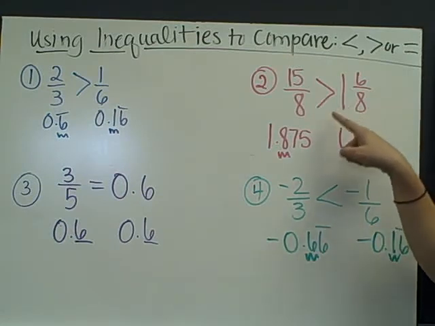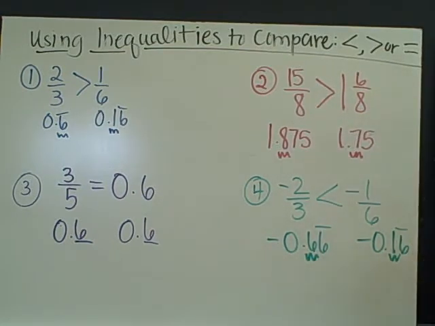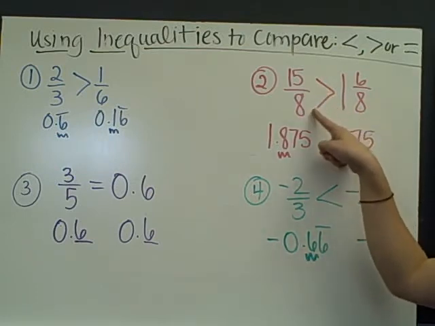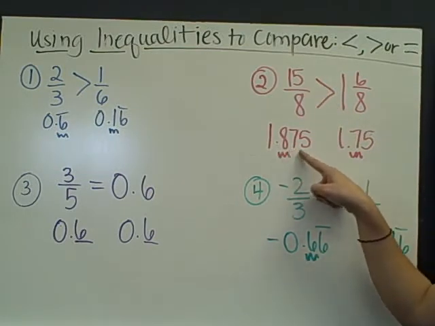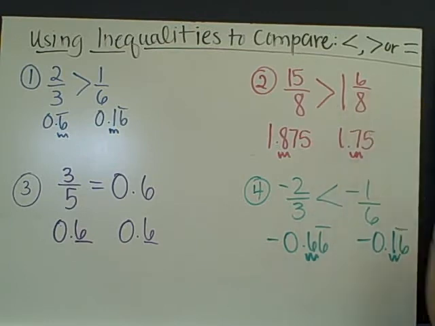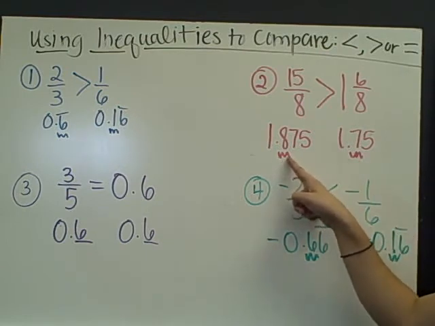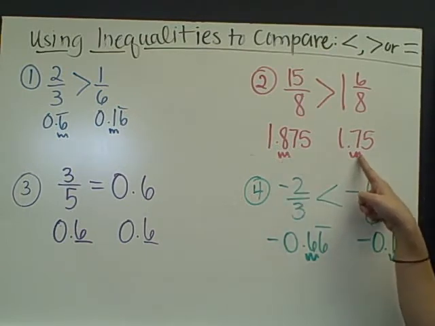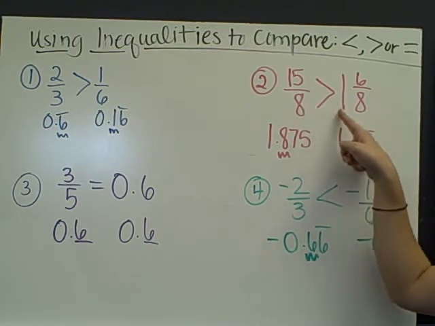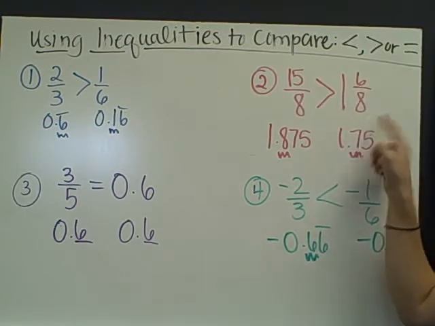Number 2, we have 15/8 is greater than 1 6/8. I change this to a decimal. 15/8 is 1.875, and 1 6/8 is 1 75/100. We look at the first decimal place. Well, 8 is greater than 7, so 15/8 is greater than 1 6/8.